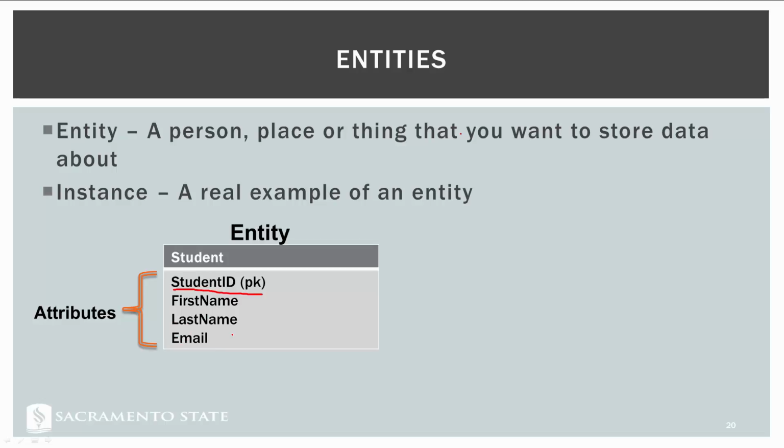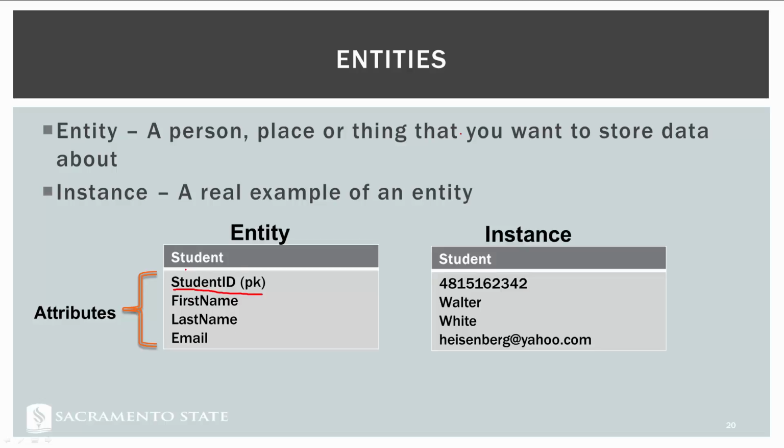An instance of the student entity would be an actual student with the actual values. The student ID for this particular student is 4815, etc. Their first name is Walter, and their last name is White, okay? And their email address is this particular one. So this is an instance of the student entity.